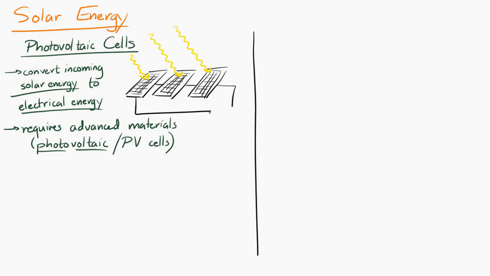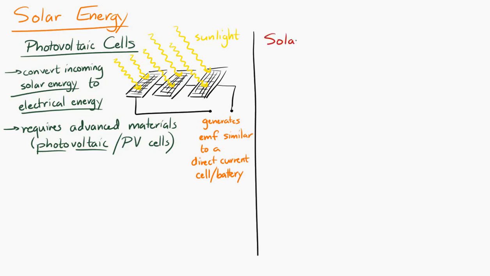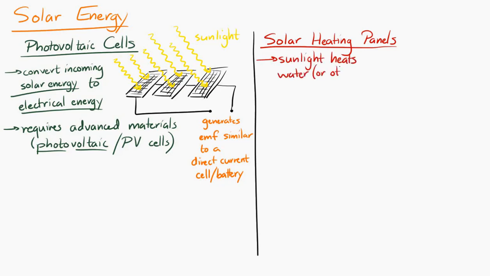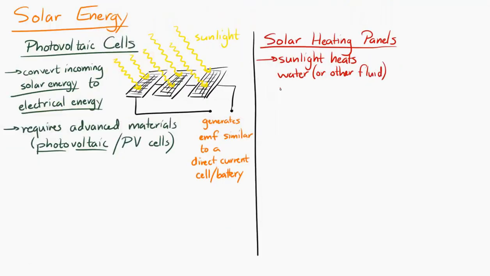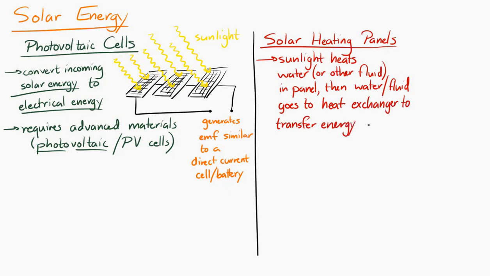But the general idea is that if you have sunlight coming in on a photovoltaic cell, the sunlight will generate an EMF similar to a direct current cell. Another way of using solar energy is by means of solar heating panels. In solar heating panels, incoming sunlight heats water that is pumped through the panel. And then that water that has been heated by the sunlight goes down to a heat exchanger and transfers that energy that it gained from the sunlight to, say, water, and it can heat up your water.